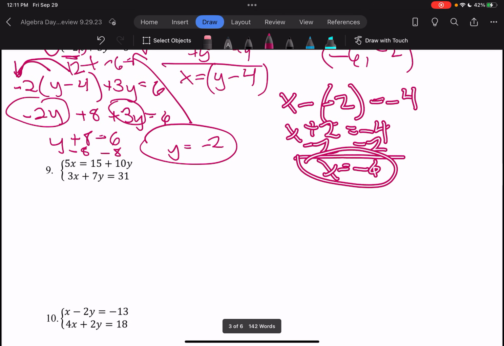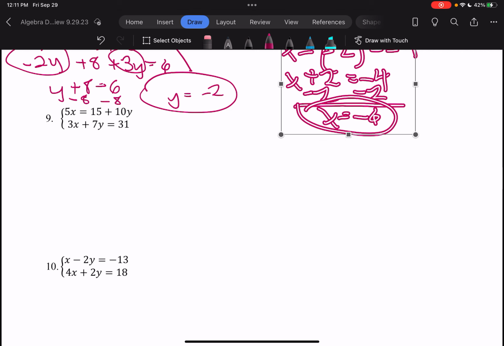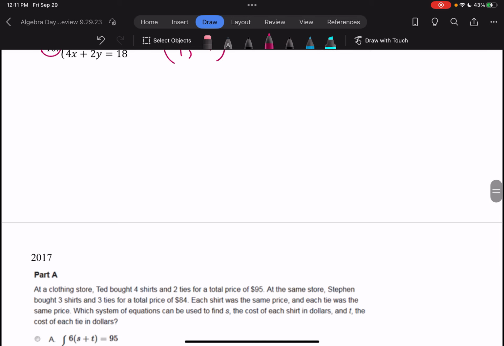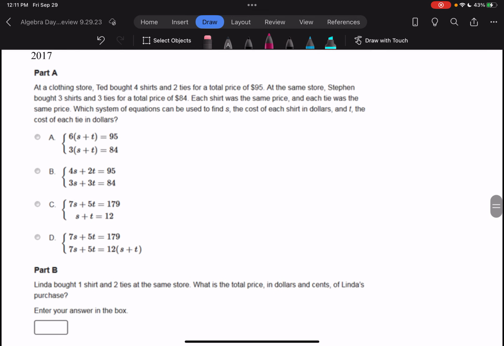If you feel like you need more practice or you need another example, try doing number 9. I'm going to go ahead and tell you you're going to get a fraction there. And then number 10, I'm going to give you the answer. It's 1 comma 7. But if you show me the work for number 10, I'll give you extra credit. Okay? All right. So the next part of this is how systems of equations show up on the park.